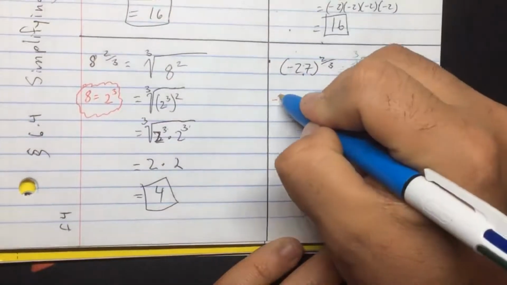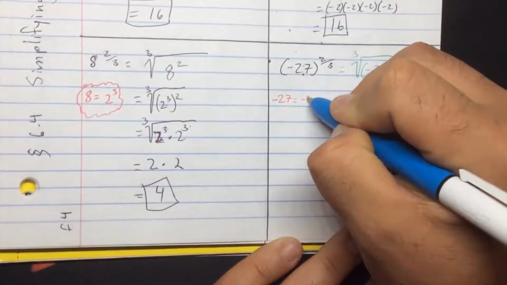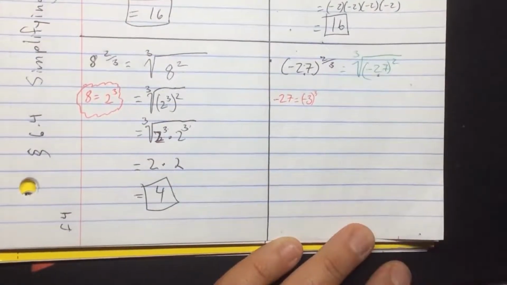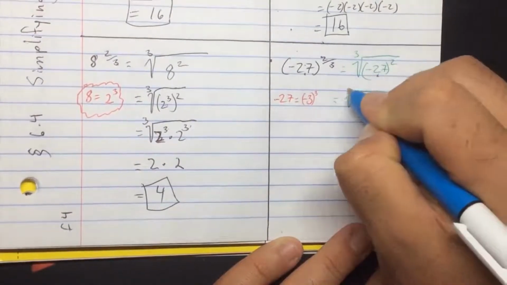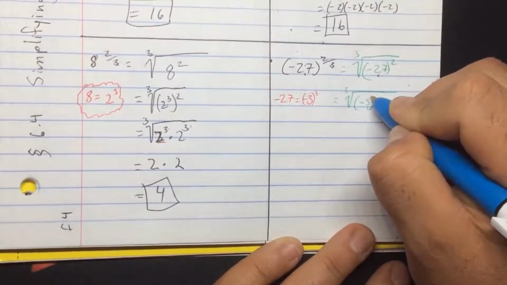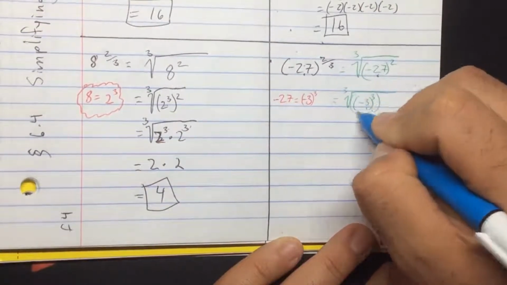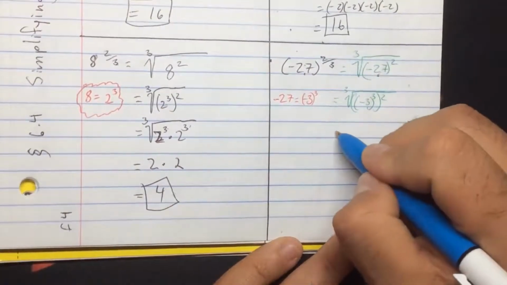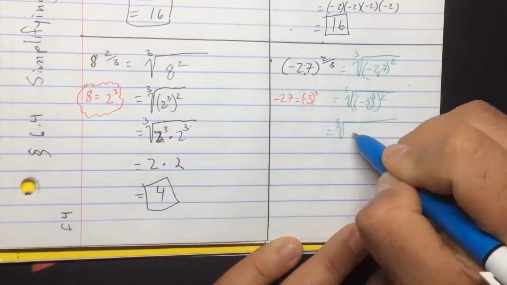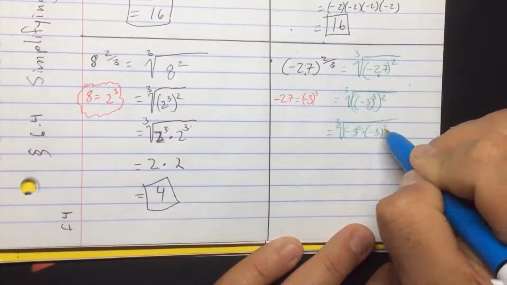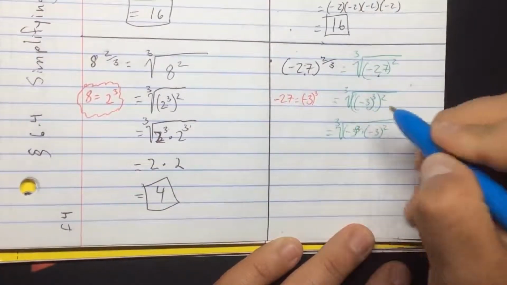I remember that negative 27 is equal to negative 3 cubed, which is what we could use here because it's also a cube root. So we're going to rewrite this as equals the cube root of negative 3 cubed, squared. That being said, that means we can rewrite this as the cube root of negative 3 cubed times negative 3 cubed. Oh, cubed.